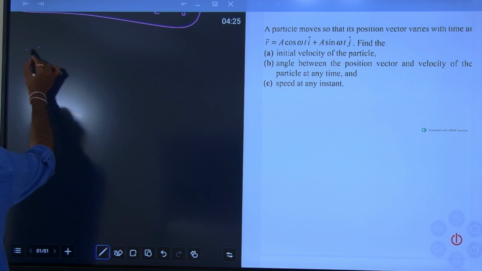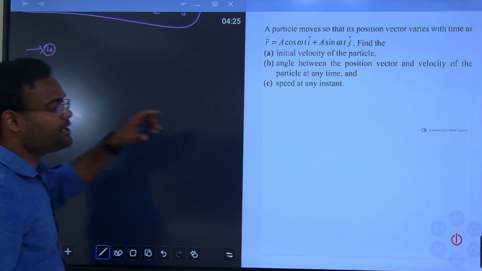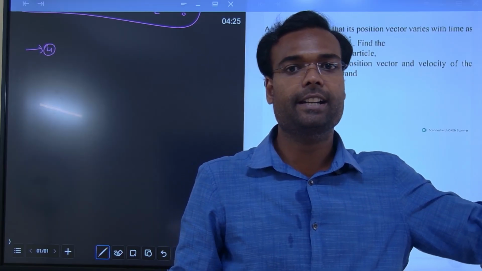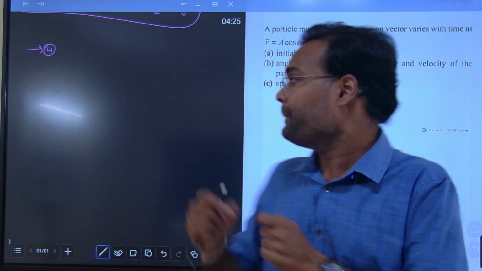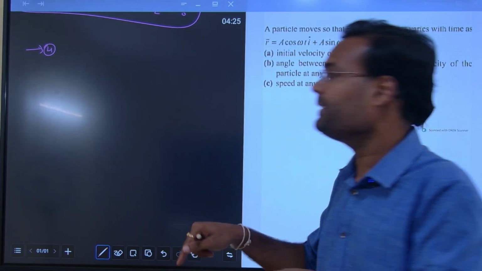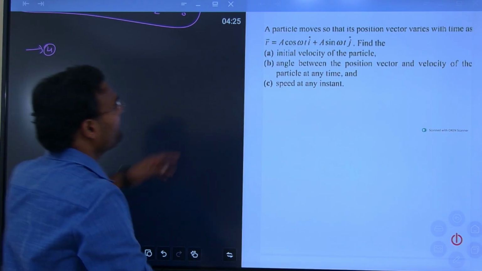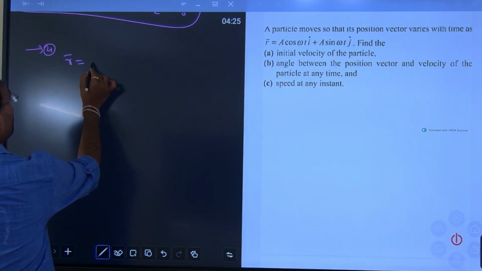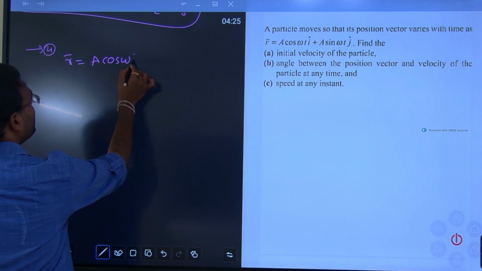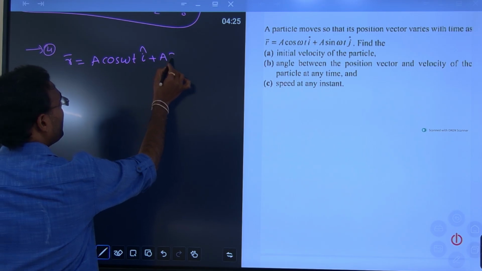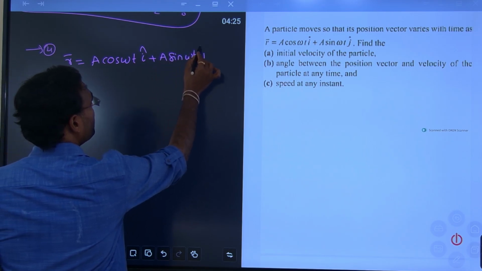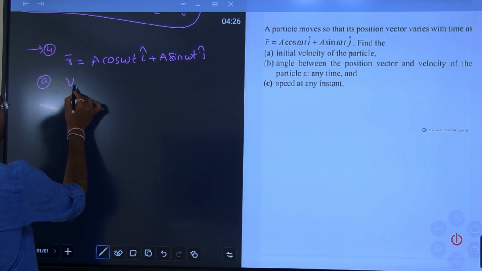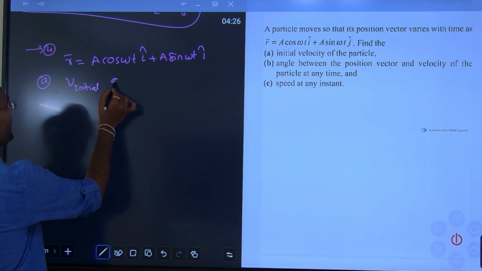Right. Then fourth question. This question I am discussing again to recall the topic which we covered in our last class. First, I am recalling the vector concept by using today's class. The particle moves so that its position vector varies as r is a cos omega t i plus sin omega t j. Question A: what is the initial velocity of the particle, the initial at time t?